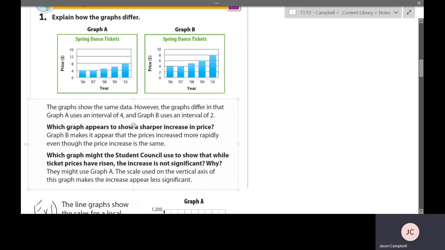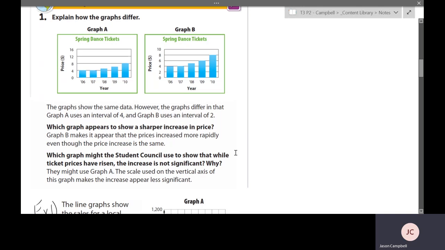Which graph appears to show a sharper increase in price? Well, this graph appears to be a little bit more flat, while this graph appears to be going up faster. So graph B makes it appear that the prices increase more rapidly, even though the price increase is the same.